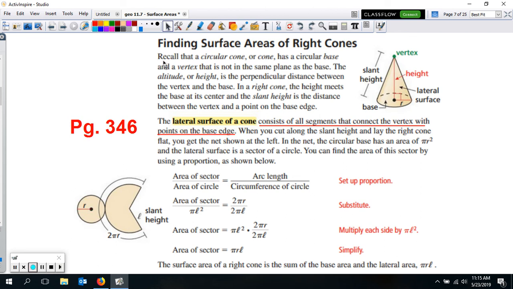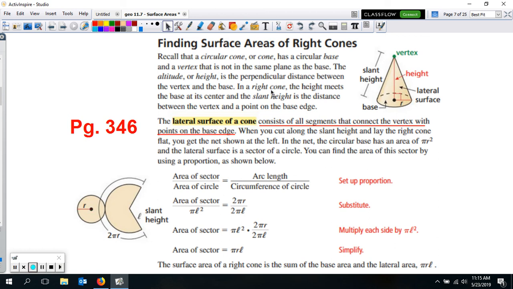So it says here, recall that a circular cone or cone has a circle base and has a vertex that is not in the same plane as the base. So there's your vertex at the top, there's your base down below. The altitude or height, that's the one here in red, going straight down to the middle, is the perpendicular distance between the vertex and that base. So you can see that's why it's at a right angle right here, perpendicular.